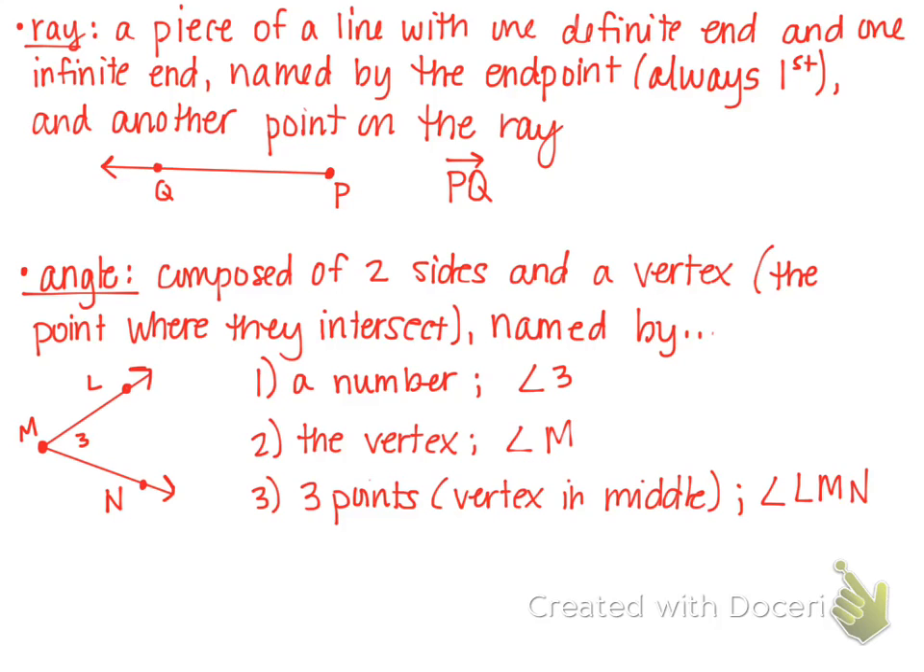And the last way, and this is the most common way because it states clearly what you're talking about, is you name it by 3 points. Now, the biggest part about this is that the vertex is in the middle, and that's the biggest mistake I see when people label angles. So the vertex, which is M, is in the middle. That's why we see M in the middle here. Now, we can name that LMN, or we can name it NML. It does not matter as long as your vertex is in the middle. So the third way that we name angles is the most common, and it's also the safest.